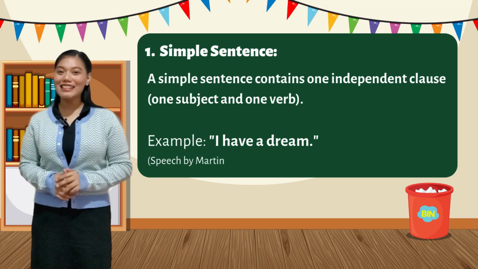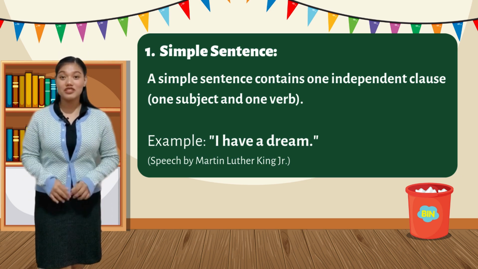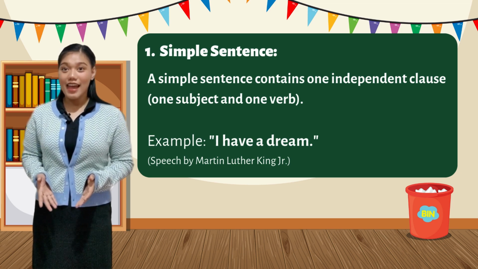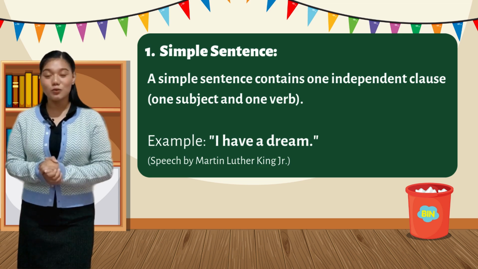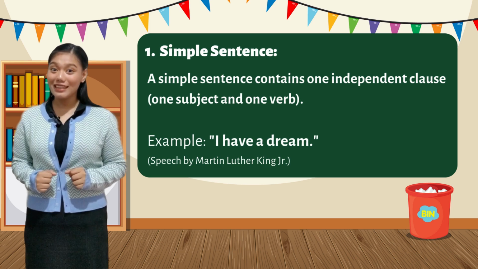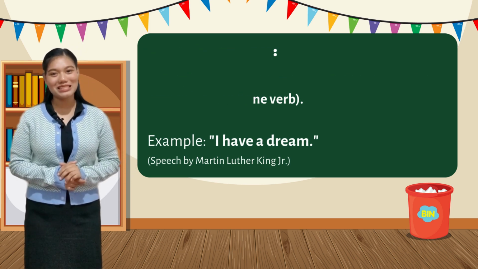This powerful line is a simple sentence. It has a clear subject, which is I, and the main verb, which is have. The object of the verb, a dream, completes the thought within a single clause. And that is a simple sentence, which contains one independent clause.